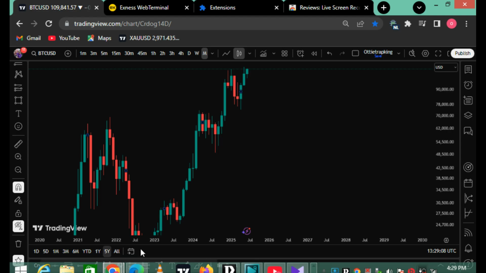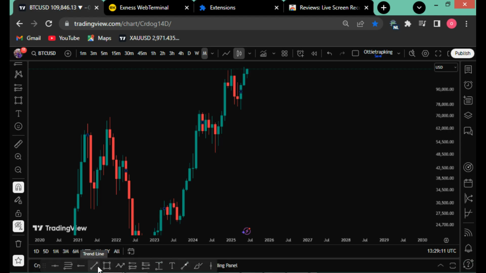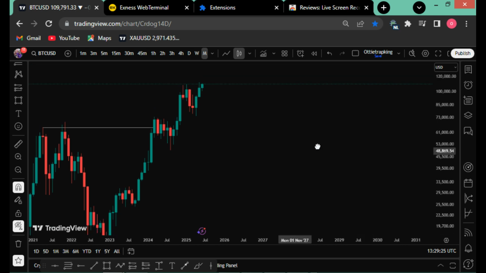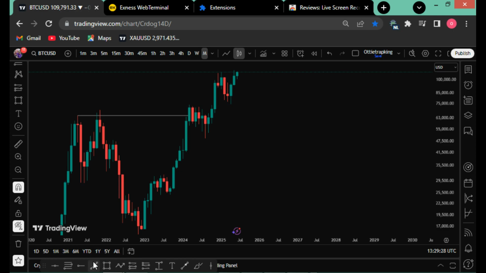Let me put a mark above this price over here. The market managed to close at that level. Also, from what we can see here, the market managed to close above this price point over here.